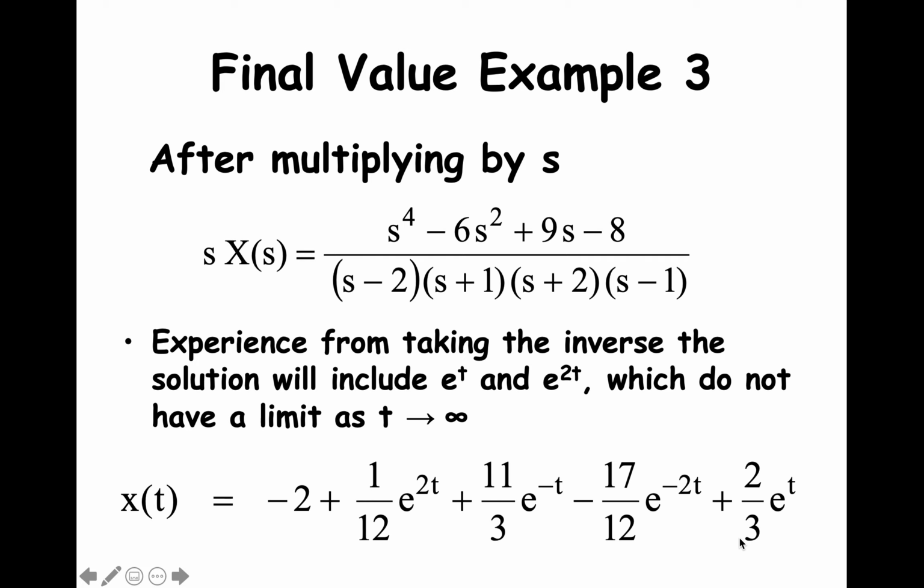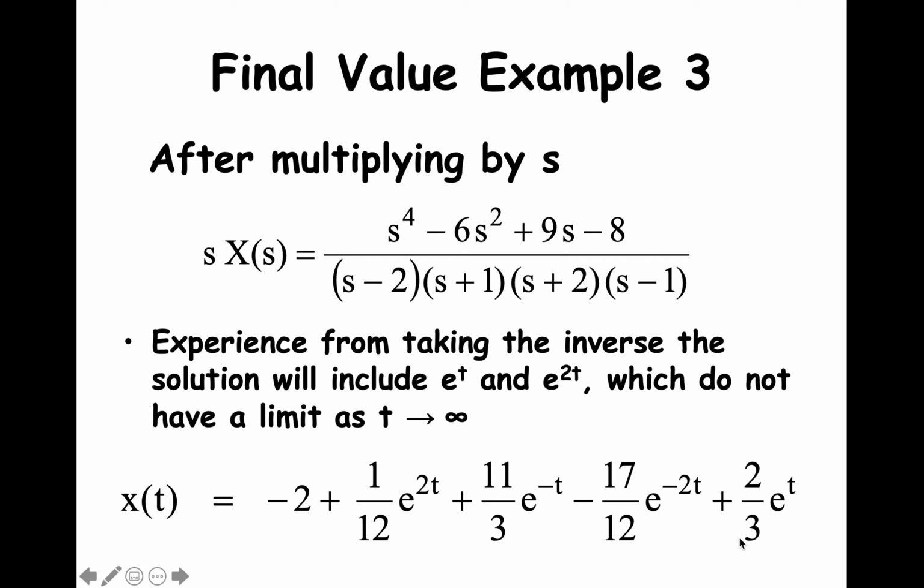So to find the final value using the final value theorem, we multiply the polynomial by s. When we do so, we get the expression shown here. Again, we can find the inverse expression using MATLAB to find the partial fraction expansion and then take the inverse. The time domain expression x(t) is given here.